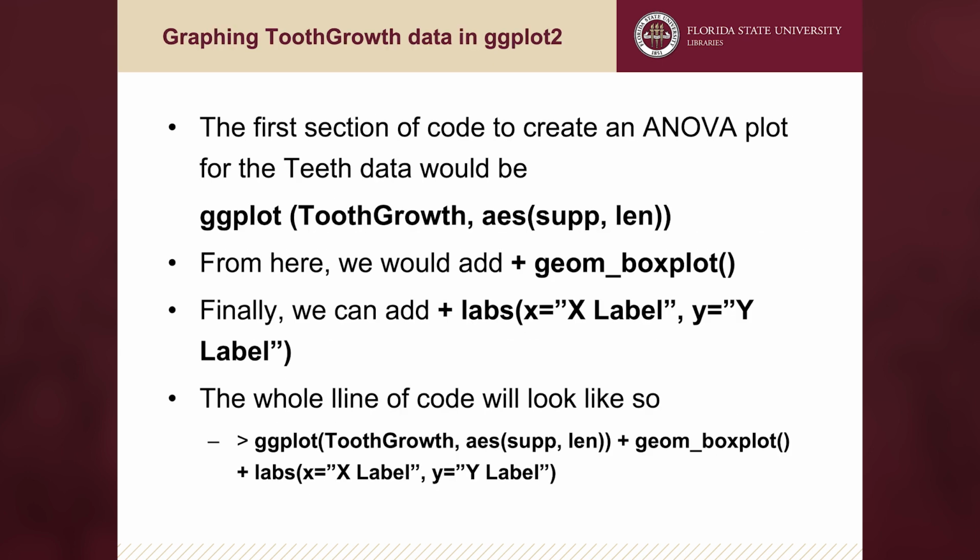Okay, so let's go back to our ToothGrowth data that we've been working with. You start with the term ggplot, and then in parentheses, you would put the name of the data frame. In this case, it's ToothGrowth. Then you would put a comma, aes, and then another set of parentheses, and you would put the X, so in this case, that's supp, and then the Y, which in this case is len, for length. And from here, you would add a box plot, which would be plus geom_boxplot. So the whole line of code would look like this. And if you do all that, you should get a box plot using ggplot.